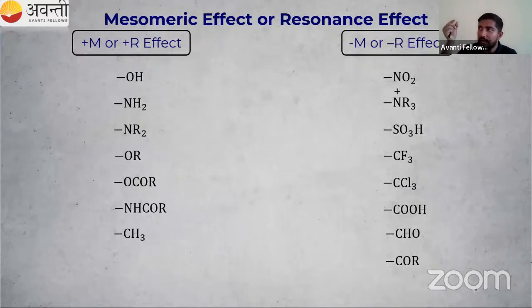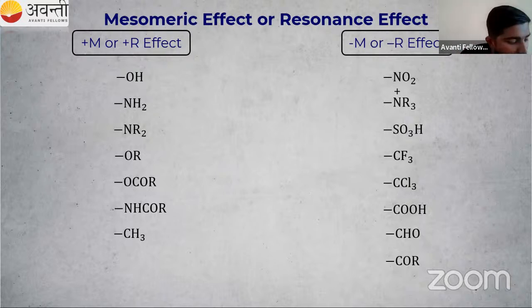That is NO2, that is nitrogen, then oxygen, which is more electronegative in nature. There is a double bond between nitrogen and oxygen. Then we can say that group will show minus M or minus R effect. So these are the different groups. We have already studied all these groups in IUPAC nomenclature.